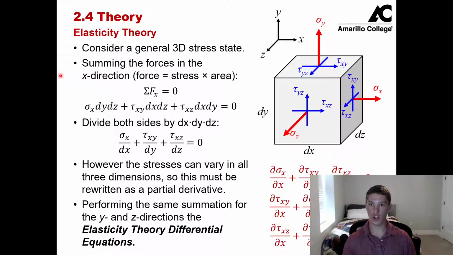And the one that we're going to choose to apply is our sum of our forces in the x direction. So what we have acting in the x direction is a normal stress acting over an area of dz by dy. We have a shear stress xz acting on a dx by dy, and then a shear stress xy acting on a dz by dx. So we can sum those stresses times those areas together. That's our summation of forces in the x direction equal to 0.